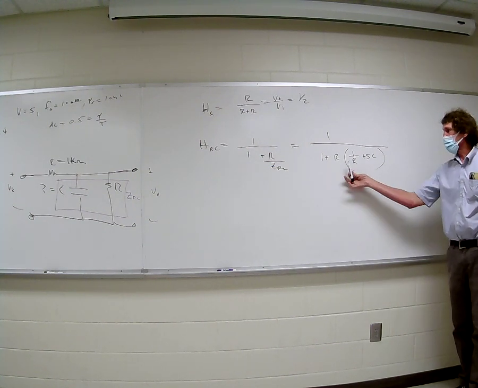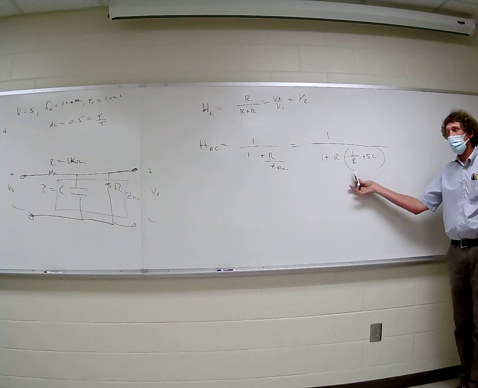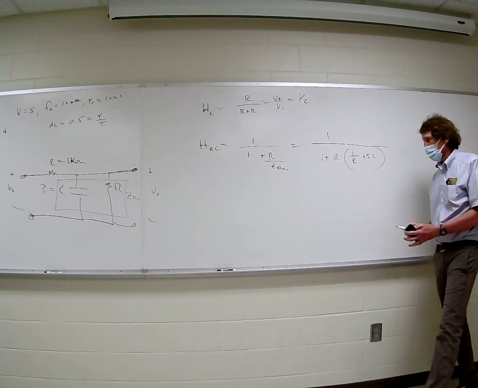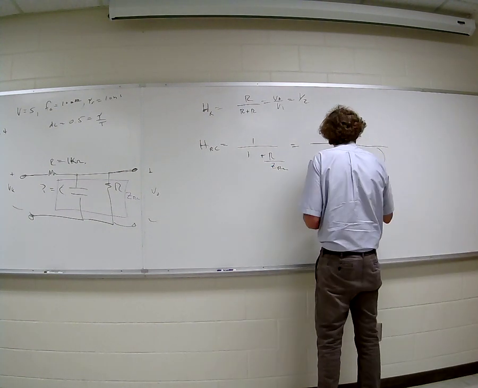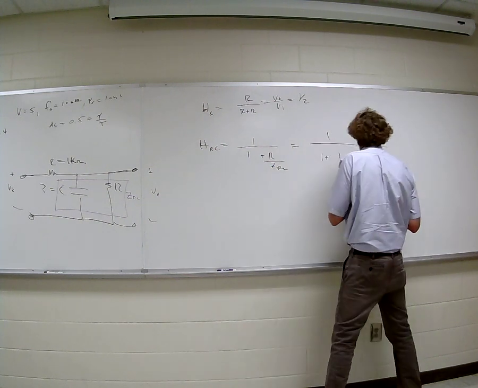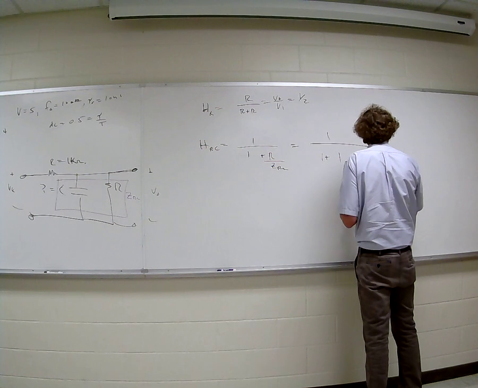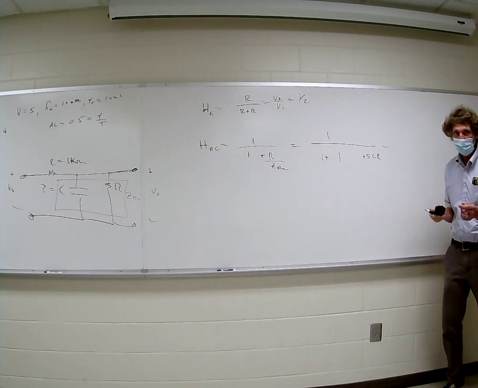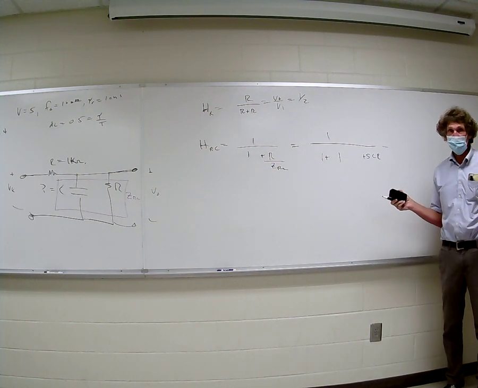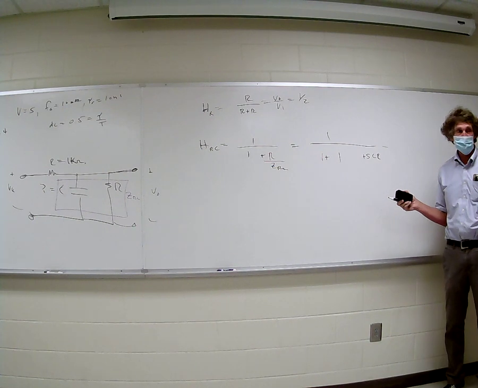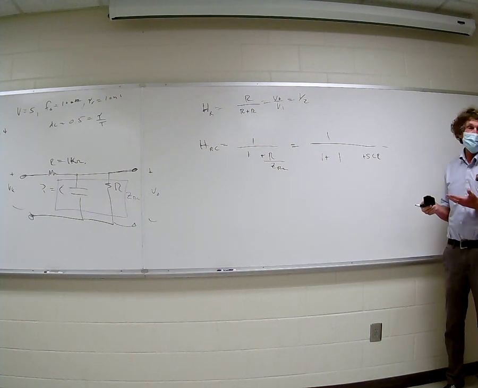Well, multiply through by R. R times 1 over R is 1, right? And R times SC is SCR, isn't it? You agree with that? Nothing tricky here, it's just multiplying. Now what am I going to do?